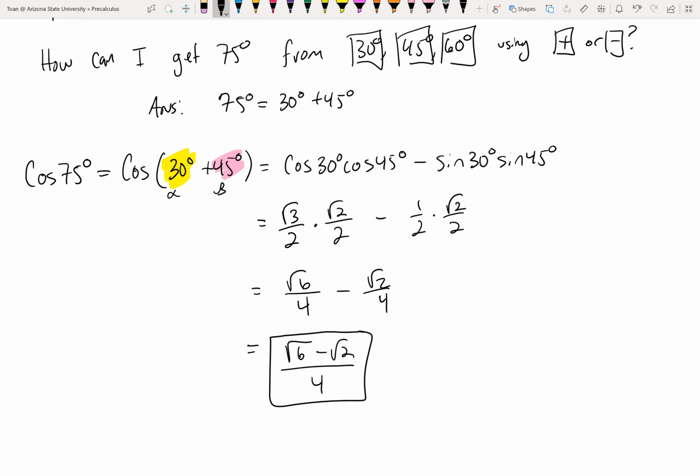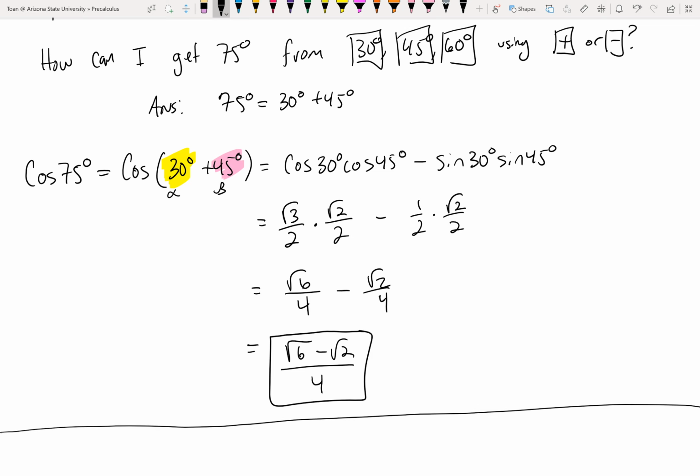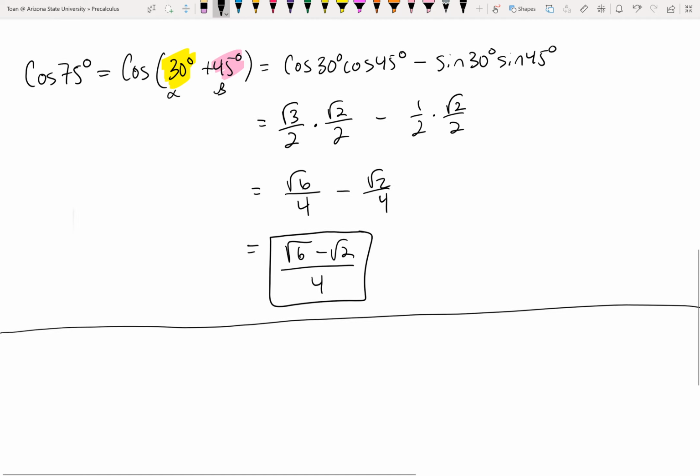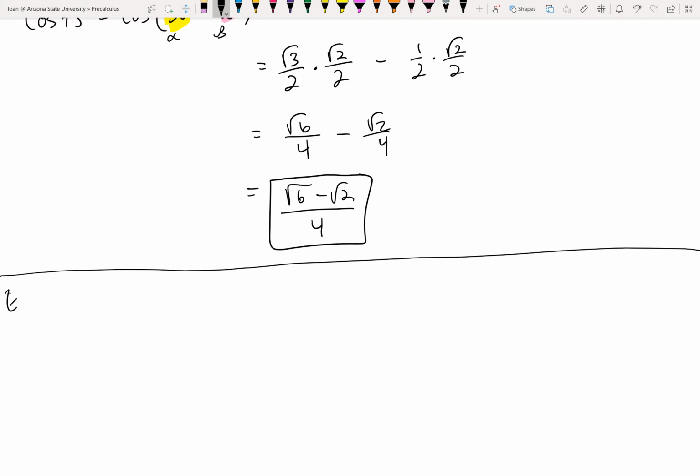So it's a pretty neat idea if you really think about what we've accomplished here. We found the exact value, no decimals, no approximation, the precise value of a non-unit circle angle. Pretty cool. Of course, I expect you guys to be proficient in degrees and radians.